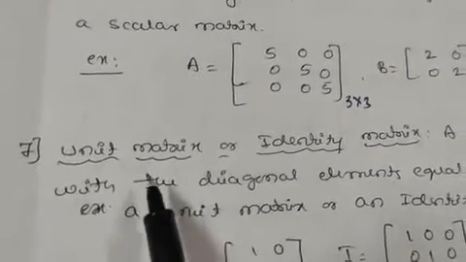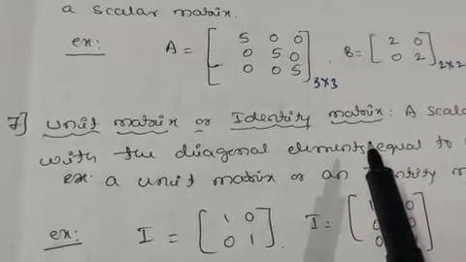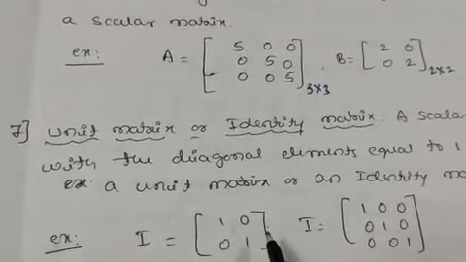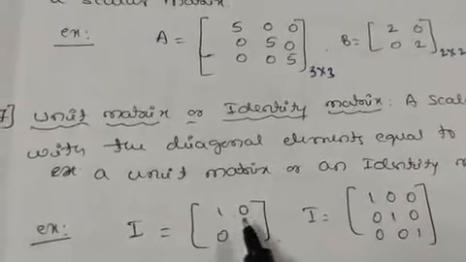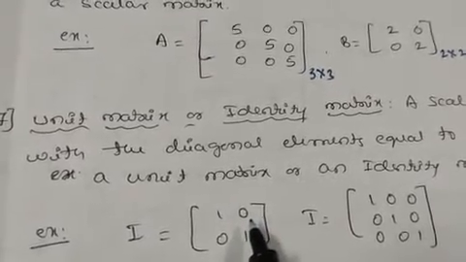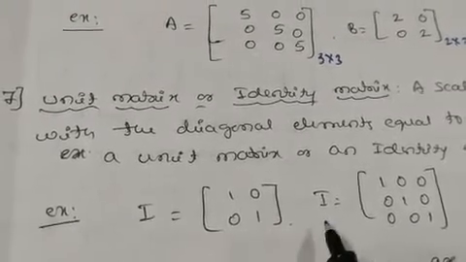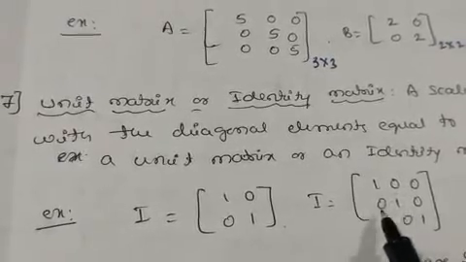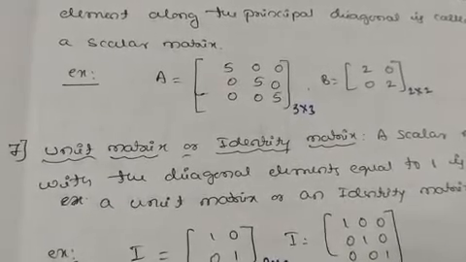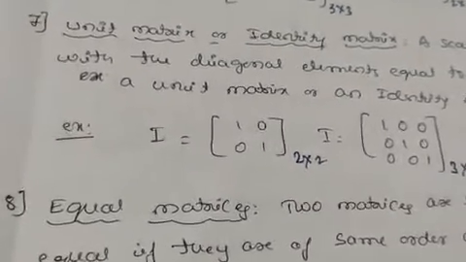Next one is the unit matrix or identity matrix. A unit matrix is a scalar matrix in which all the diagonal elements are equal to 1. Only the diagonal elements are 1 and the remaining elements are all 0. It is always denoted by the letter I. So I equals 1 0 0 1, and also 1 0 0, 0 1 0, 0 0 1. The first is a 2 by 2 matrix and the second is a 3 by 3 matrix. This is the identity matrix.